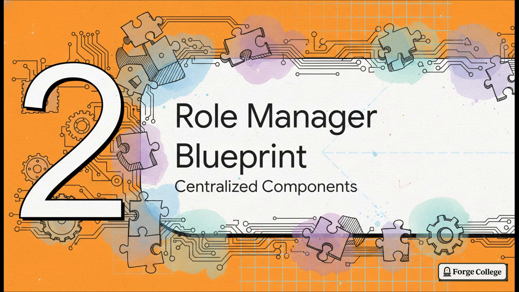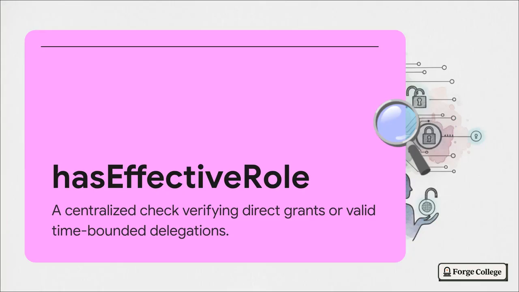Because to prep for our capstone project, we really need to gather up those scattered Lego pieces and snap them securely together into one cohesive, centralized engine. Right at the very core of this new role manager engine sits this absolutely critical concept: hasEffectiveRole.